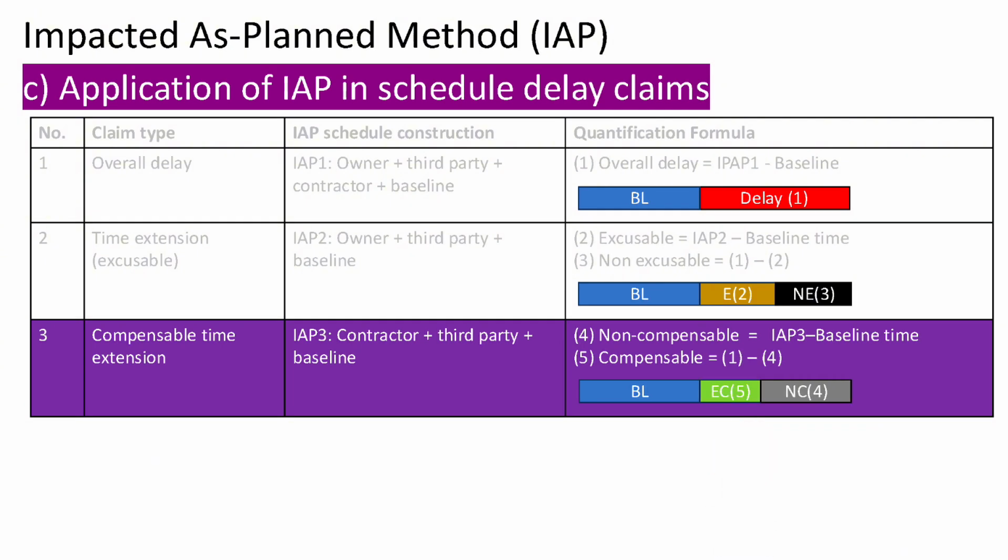This includes both non-excusable delays, contractor's fault, and excusable but not compensable delays, such as force majeure. Finally, as shown in equation 5, by subtracting the non-compensable delay, equation 4, from the overall delay, equation 1, we can determine the compensable delay, the green bar in the illustration. When you project this onto the excusable time extension identified earlier, the remaining portion of time extension is not compensable, caused by third-party or concurrent delays.